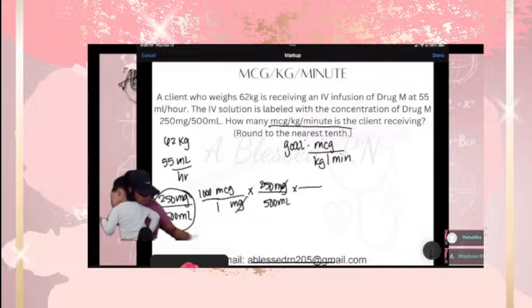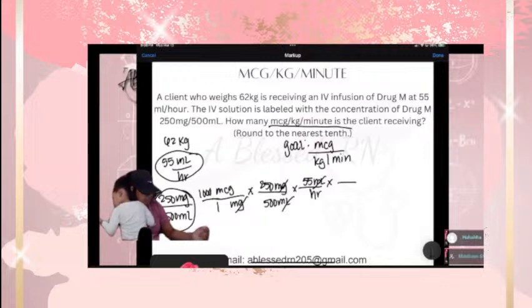So now we have milliliters at the bottom. We need milliliters at the top. So we'll do 55 milliliters per hour. That's this puzzle piece right there, right? Milliliters cross out. Now we have hours at the bottom. So we already got micrograms. We need minutes at the bottom. So if we do 1 hour, that's 60 minutes. So your hours have crossed out, and now you have your minutes at the bottom.